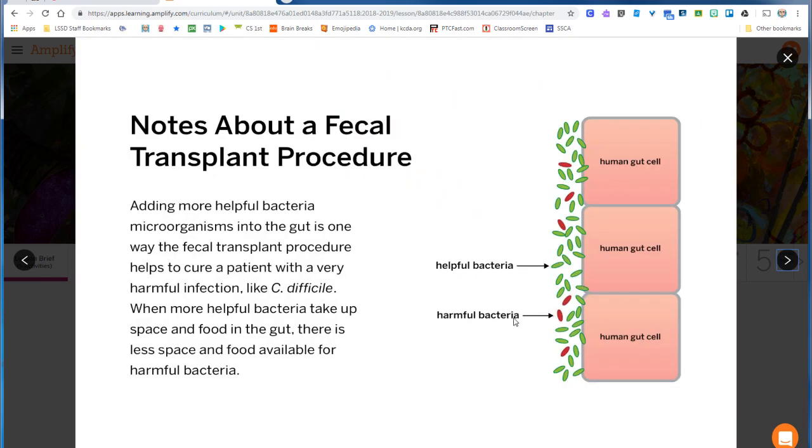And the growth of helpful bacteria after a fecal transplant can leave less food and space available in the gut for harmful bacteria. This process can cure a person of a harmful bacterial infection.